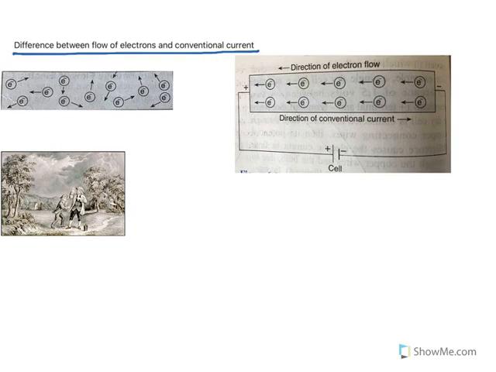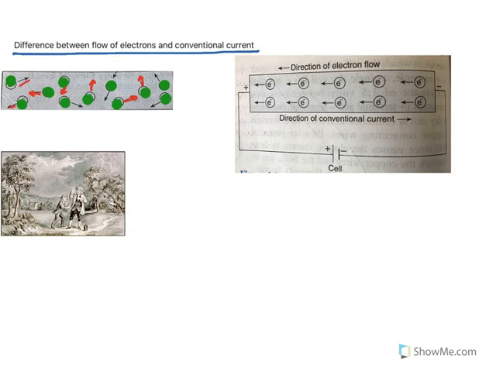Here we'll see the difference between the flow of electrons and the conventional current. Now, when a metal wire has not been connected to the source of electricity like a battery, then the electrons present move at random. Look at this case here, we have electrons, and these electrons will move randomly through the wire. They move in all directions, just randomly through the wire.